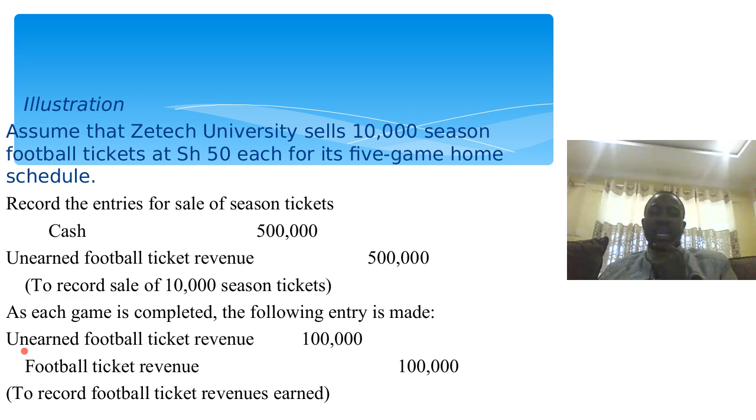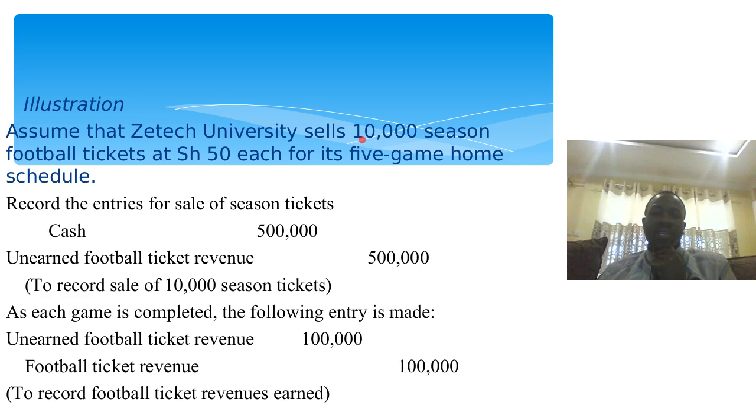So the entry that we will make in such a case, we debit the unearned football ticket revenue with 100,000. Remember how we have got the 100,000? We have divided the 50 shillings for the 5 games. So to get the cost of 1 game, you divide 50 by 5, and that gives us 10. So 10 shillings for each game.